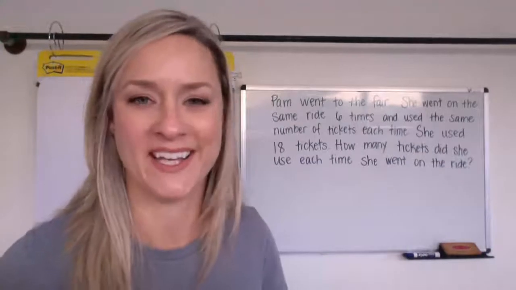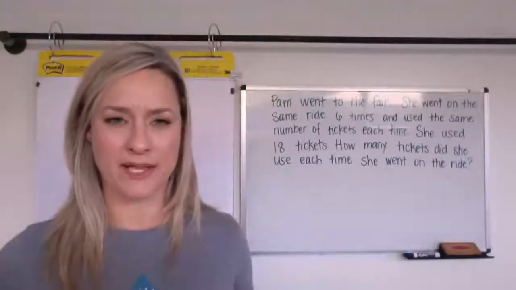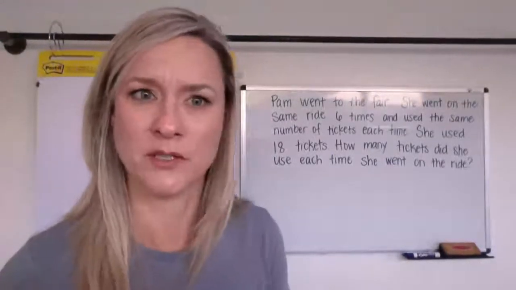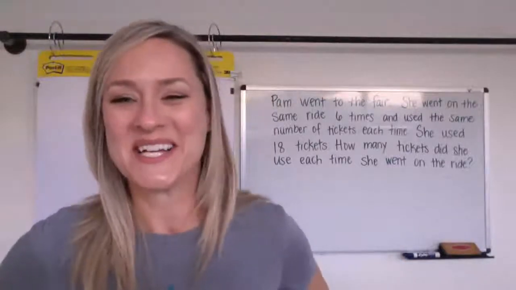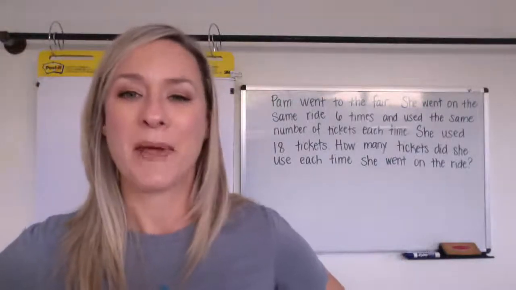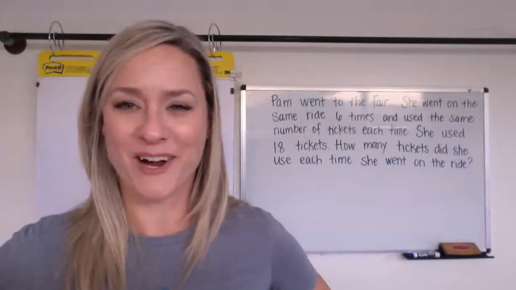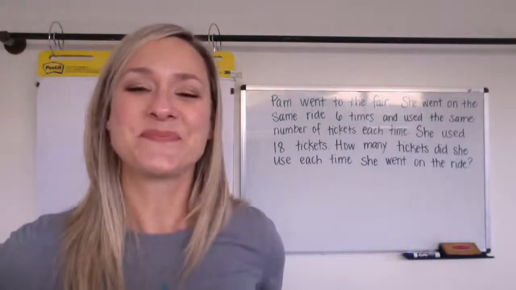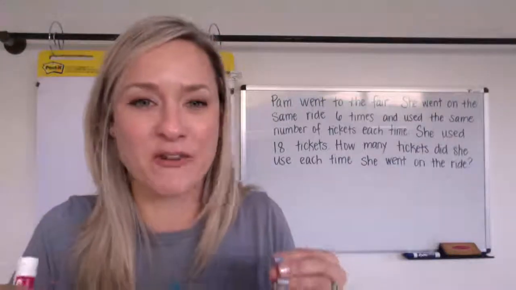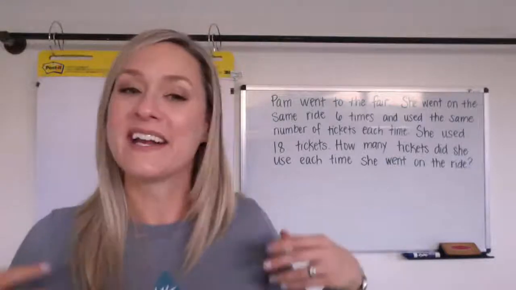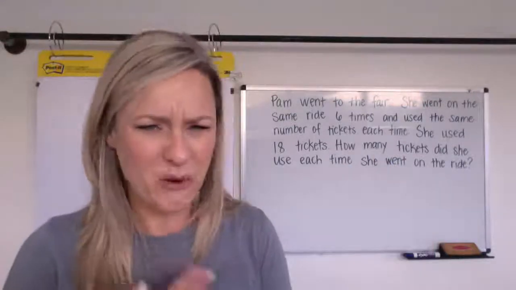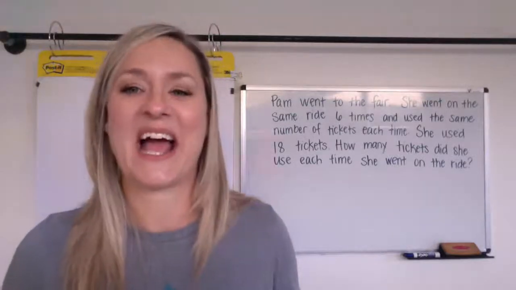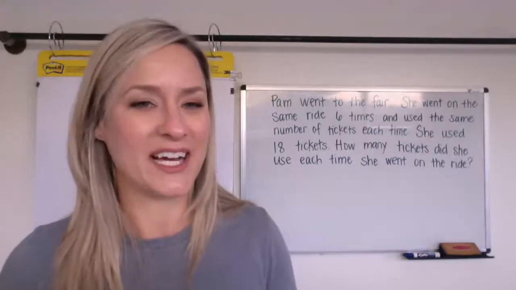All righty, here we go. We've got Pam, and Pam is going to the fair. And I bet you've probably done some carnival math in your life. So maybe you can relate to Pam here. Pam went to the fair. She went on the same ride 6 times and used the same number of tickets each time. If you get to your favorite ride and you just keep on going on the ride, they don't change the number of tickets you have to pay, right? It's always the same number of tickets. So she used 18 tickets. How many tickets did she use each time she went on the ride?